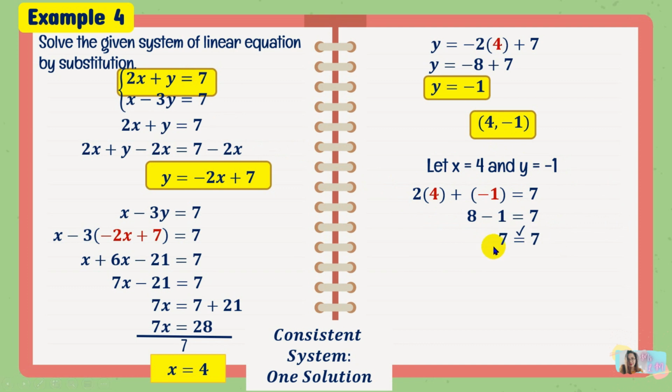Then, for the second linear equation, x minus 3y is equals to 7. Magkakaroon tayo ng 4 minus 3 times the quantity of negative 1. So, negative 3 times negative 1, that's positive 3. And 4 plus 3 is 7. 7 is equals to 7. So, again, nasatisfy ni 4 and negative 1 itong ating pangalawang linear equation. Kaya po, we can conclude that positive 4 and negative 1 is the solution to the given system of linear equations on our example number 4.